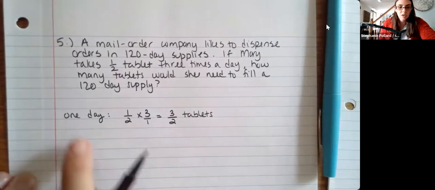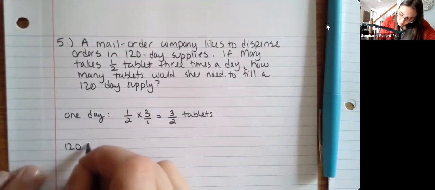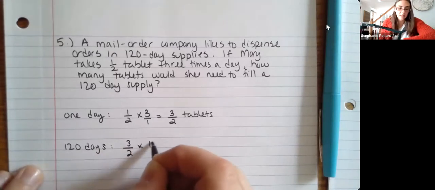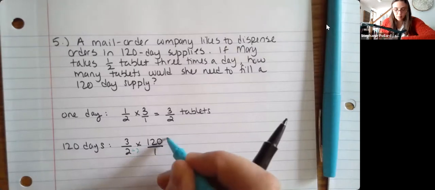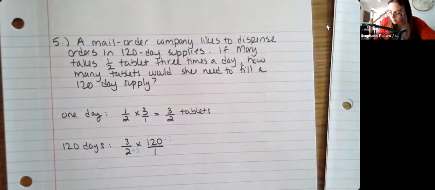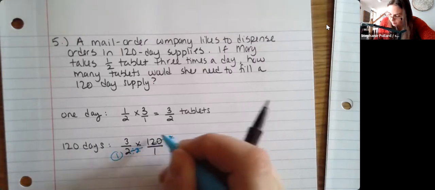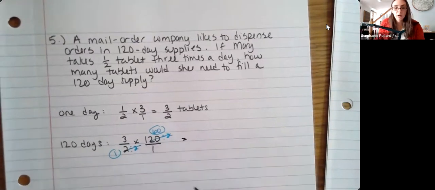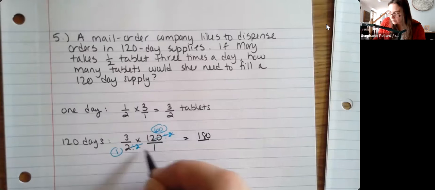1.5. And then now I want to change this one day into 120 days. So I'll take my 3 halves there and now multiply by 120. I can do some cross canceling, so I can divide both of these by 2. So I have a 1 there, and 120 divided by 2 is 60. So we're multiplying straight across here. 3 times 60 is 180. 1 times 1 is 1. So we just have 180.